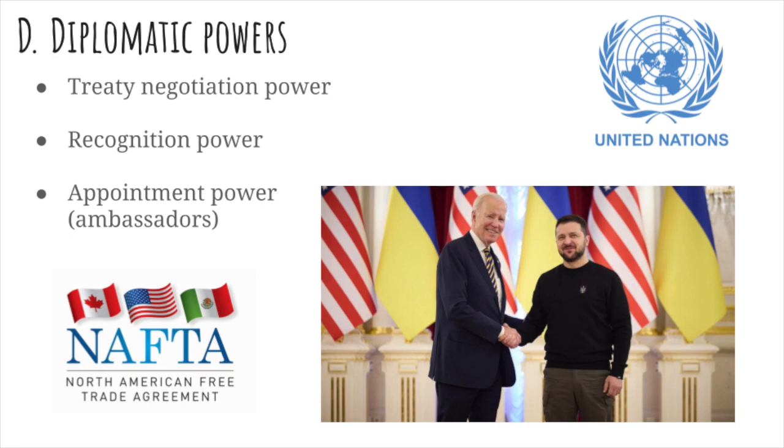Lastly, the chief diplomat has the power to appoint ambassadors to other countries and then to receive ambassadors from other countries. Ambassadors are supposed to represent the wishes of their own country, and sending and receiving ambassadors are an important way in which countries communicate with each other.